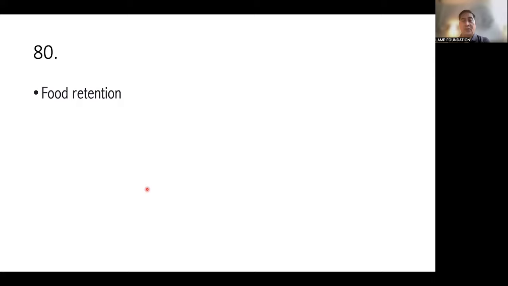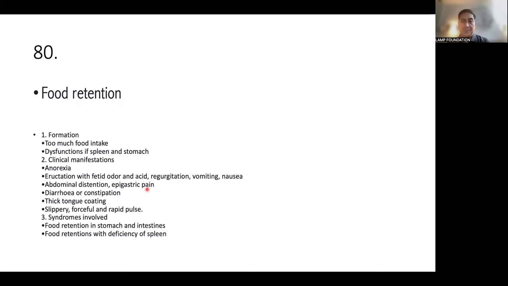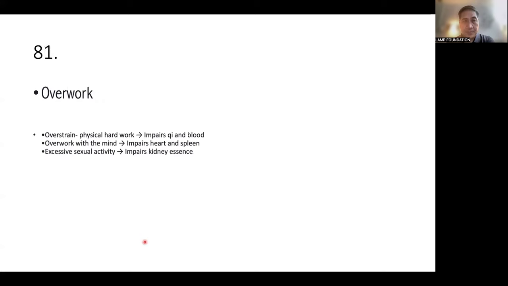Next, what about overwork? Ano ang impact niya sa health natin? Overwork produces physical damages on the kidney. Then mental damages also damages the spleen. It has impact on digestion. Okay. Overstrain, ito yung physical hard work, ginagamit mo yung katawan mo. This will impair your chi and blood. So nagkakaroon ng chi deficiency, blood deficiency. Okay.